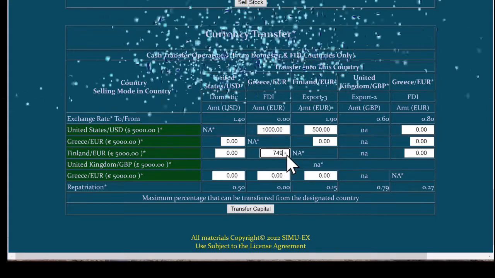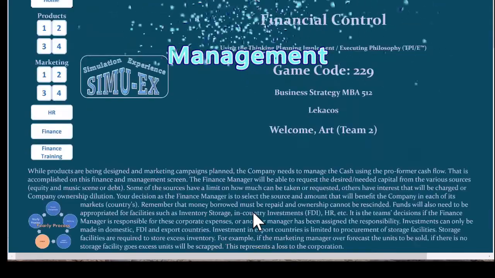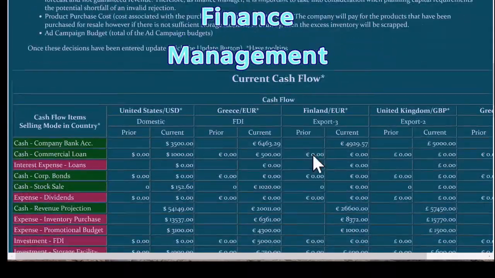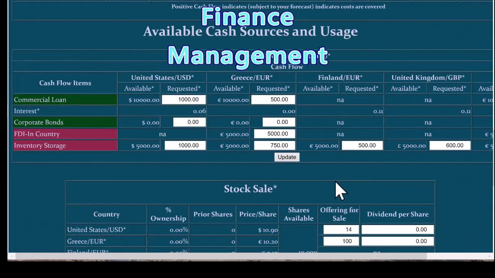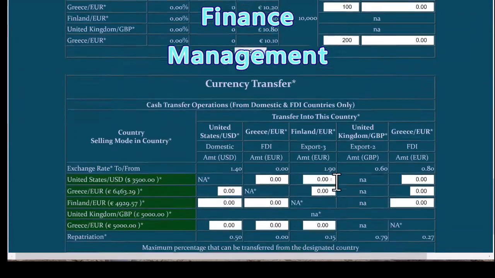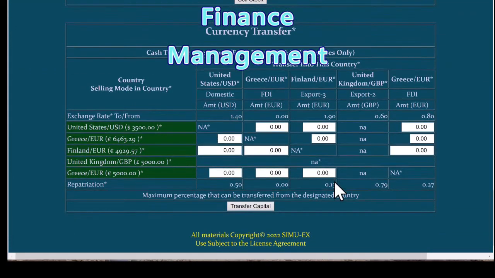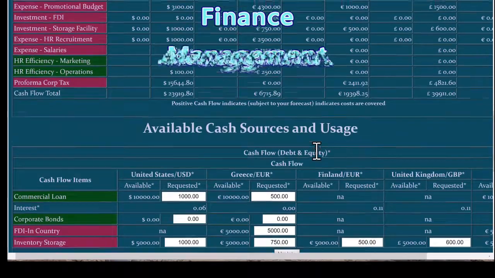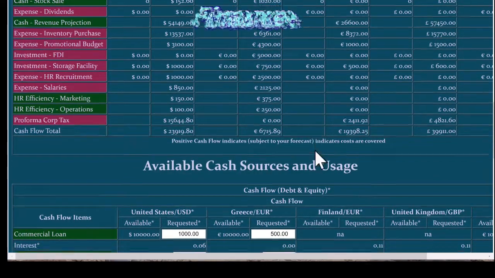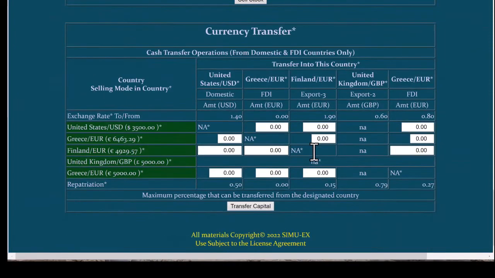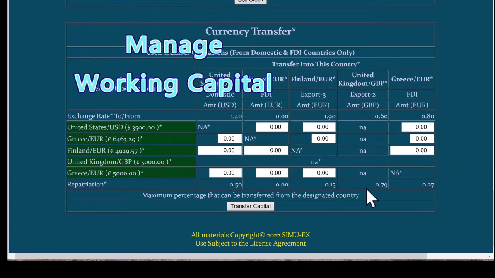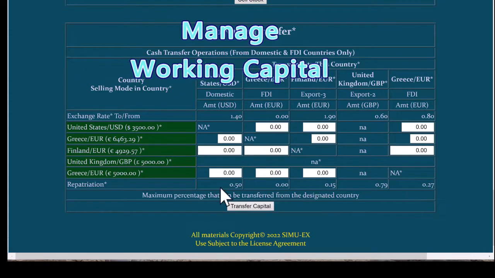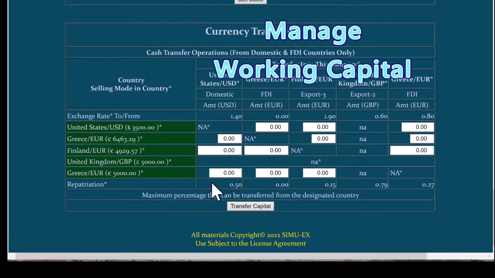So another source is within the corporation itself, which is this currency transfer screen. The finance manager can move money from country A to country B, from business unit A to business unit B in the same country. And again, the key is, depending upon the fact, is it common currency? Are they different currencies? Exchange rates and repatriation, if you're dealing with different countries, will take effect. The objective of the finance manager is to ensure that there is sufficient working capital in the corporation so that they can effectively run the company.